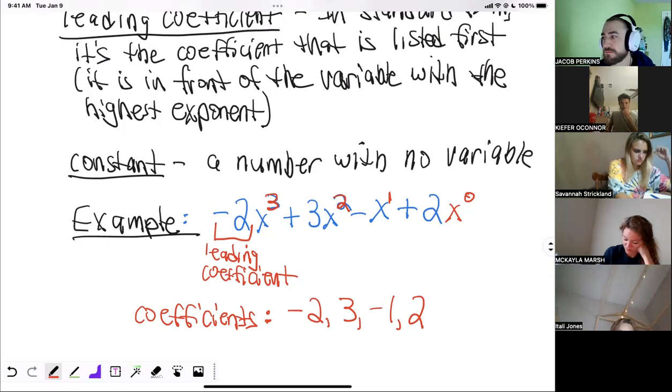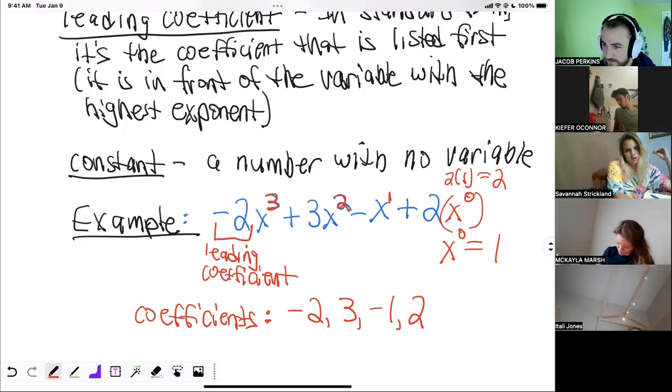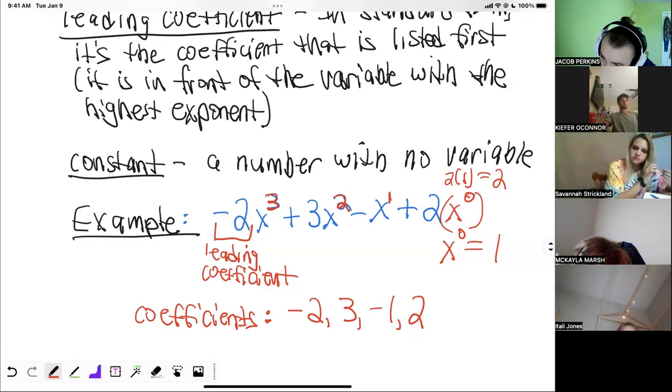But why don't we write it? How come we don't put 2x to the 0 power? Because anything to the 0 power is equal to 1. So this becomes 1, and 2 times 1 is just 2. So we just write 2. We don't write this, but it's there. We just don't write it. So technically 2 does have an x to a 0 power after it. So that makes it a coefficient.